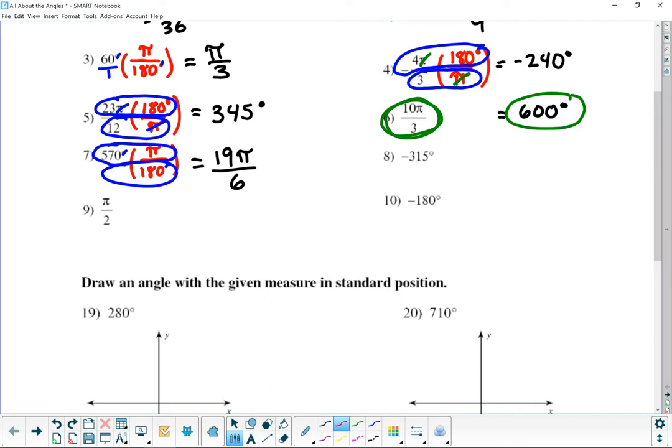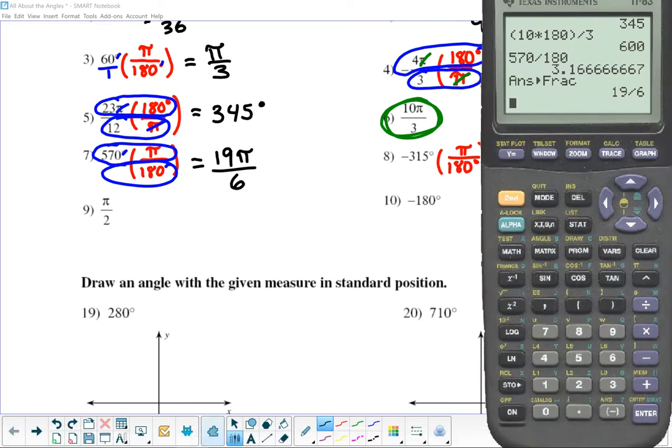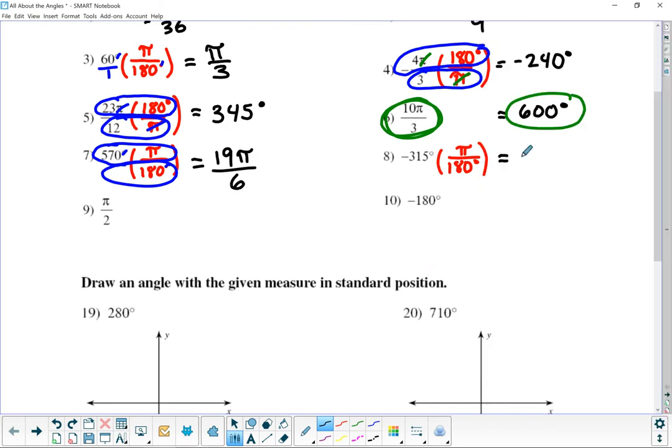Negative 315 degrees. Again, I'm going to multiply by 180 degrees on the bottom and pi on top. What does that make? When I put it in my calculator, I'm just going to put in negative 315 divided by 180. Remember, you don't have to worry about the pi until you're done. So you get negative 1.75, or convert that to a fraction, because we do need the fraction. It's going to be negative 7 over 4, or negative 7 pi over 4.